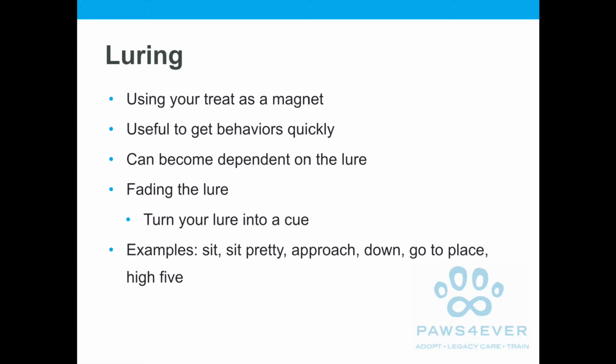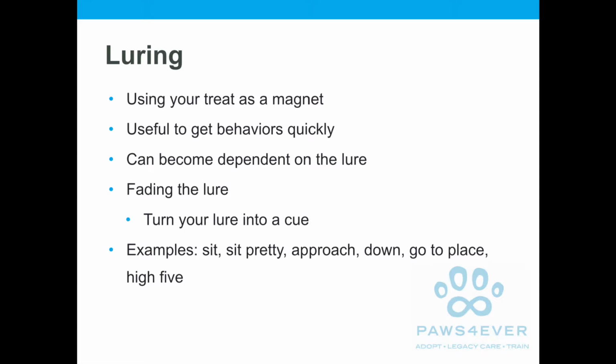The way to fix or avoid this issue altogether is to do what's called fading the lure, which means you will replace the lure with the cue you want, so that the end result is the same as with any of the other techniques. You give the cue, the cat performs the behavior, you click and reward, all without the lure. There are two ways to do this. One is to use a hand signal as a cue that is similar to the movement you use with the lure to make it easy to transition from using one to the other.